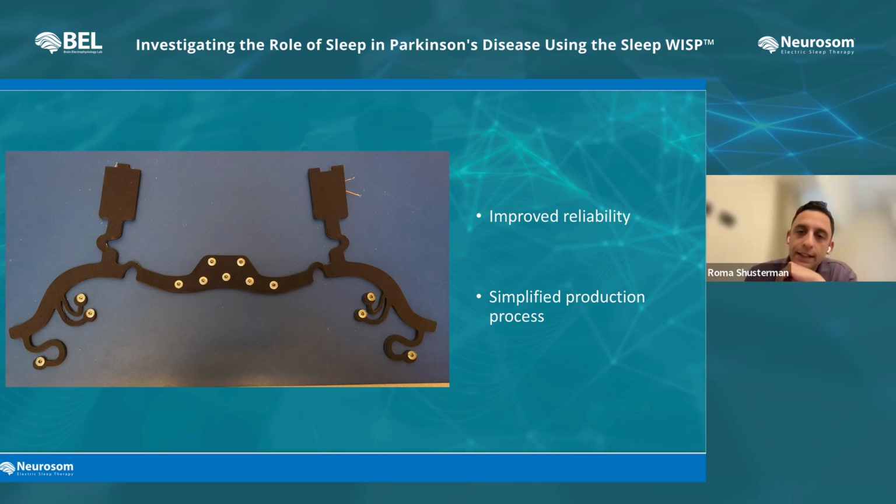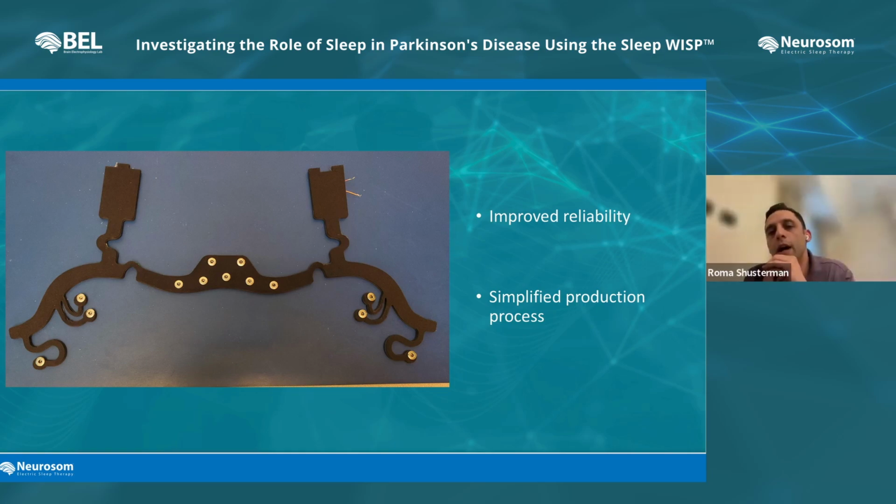So all these snap connectors that sit here on the headband in our first version were wired, and you can see here on the top on the right side there are two wires that are just coming outside. So all these connections were wired, and this was a tedious manual process during production to assemble these headbands.